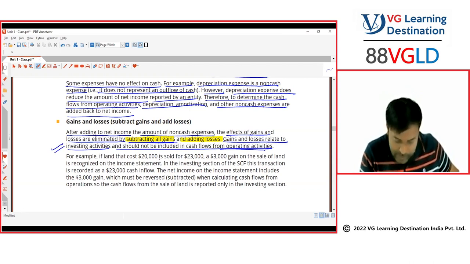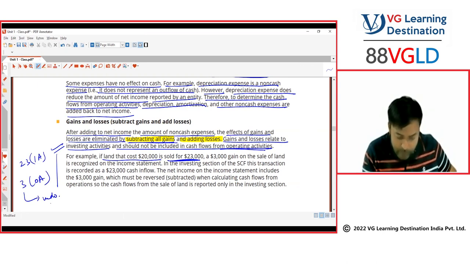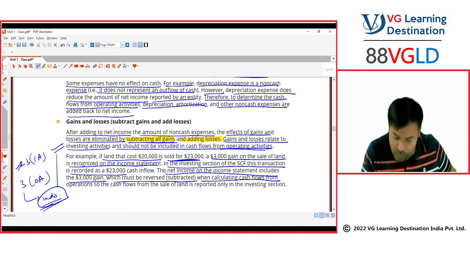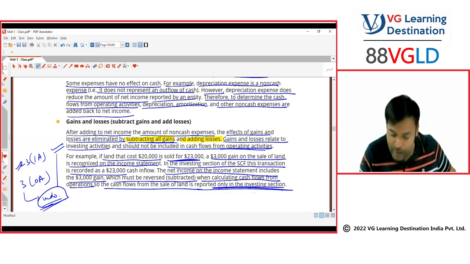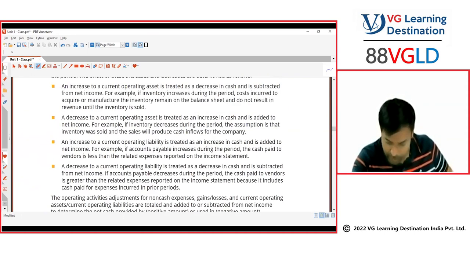For example, if the land that cost $20,000 is sold for $23,000, then $23,000 automatically comes under the IA. Whatever is the $3,000 gain, which is under the OA, we will undo that. We will remove that. The $3,000 gain on the sale of the investment is recognized on the income statement. In the investing section, this is going to be recorded as $23,000. Net income includes the $3,000 gain, which must be reversed. We will undo that when calculating the cash flow from the operations so that the cash flow from the sale is only reported under the IA. I hope it is okay, everyone.